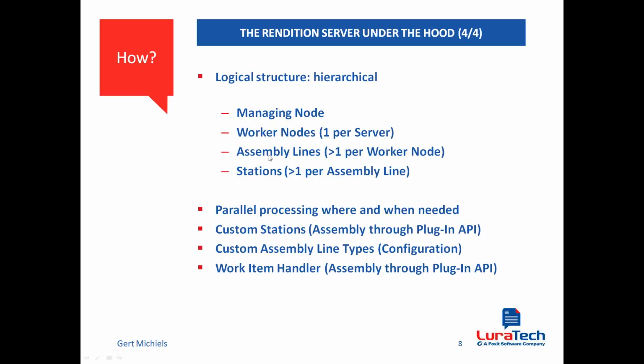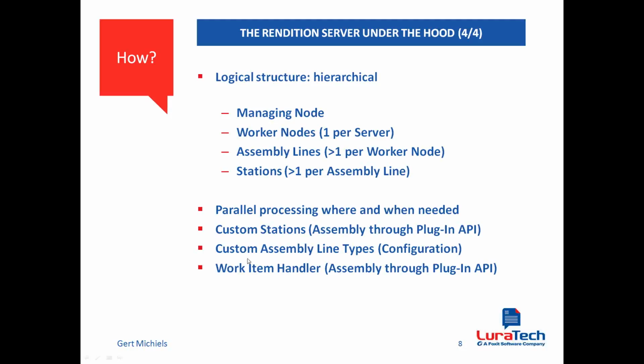Then assembly lines we saw as the basic process abstraction for converting files, and we have stations as an essential component working on the assembly line. So given the fact that we don't restrict anything on cores or CPUs, we can parallelize our processing wherever it's possible. We can use the whole power, we can tap into the whole power of the CPU, of the server, everything that's available we can use.